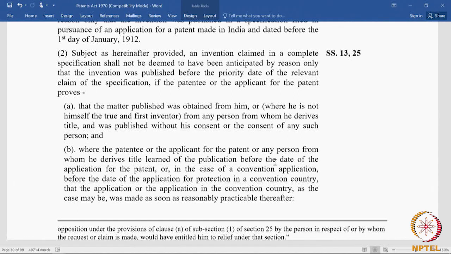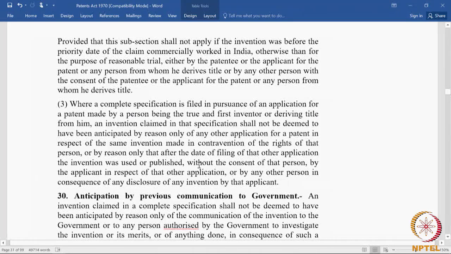So, 29(2) deals with a grace period, but the only difference is the grace period in 29(2) is not specified. It further continues to say, provided the subsection shall not apply if the invention was, before the priority date, commercially worked in India. Now, if the disclosure or publication, or the fact that it came into the public domain, was by commercially working it in India, then you will not be entitled to claim this anticipation by prior publication.